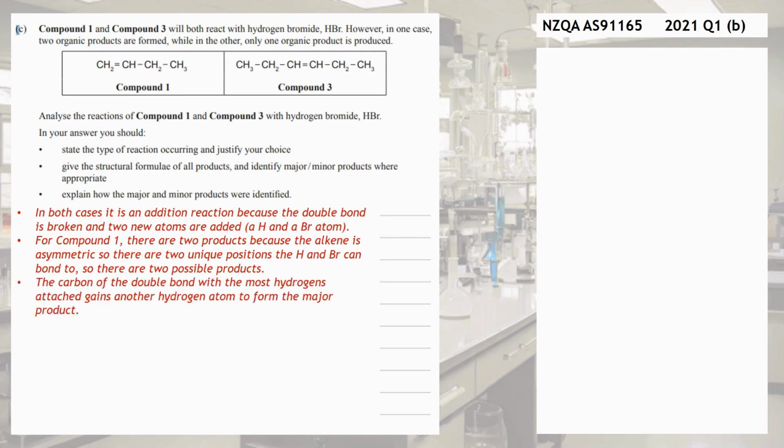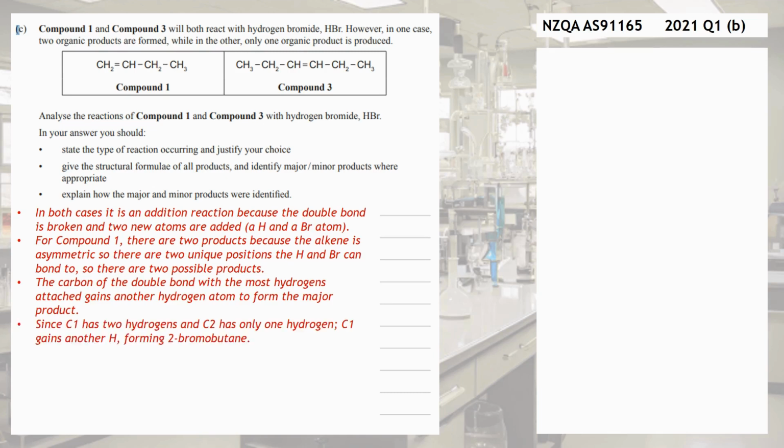The carbon with a double bond with the most hydrogens attached is the one that will gain the hydrogen atom for the major product. So that's us stating Markovnikov's rule, not saying the rich get richer, but saying the carbon with the most hydrogens gains the hydrogen the majority of the time.